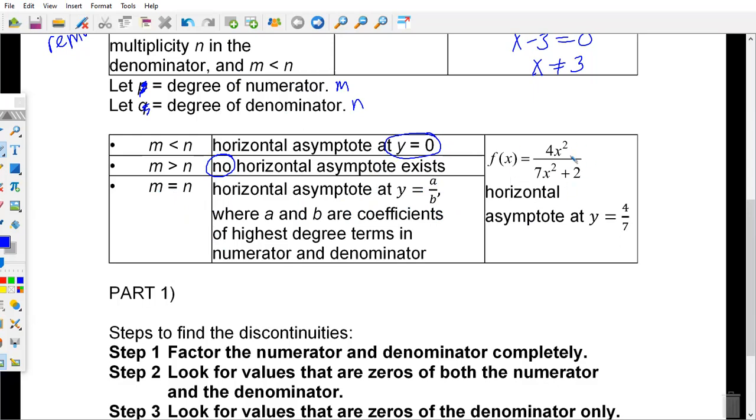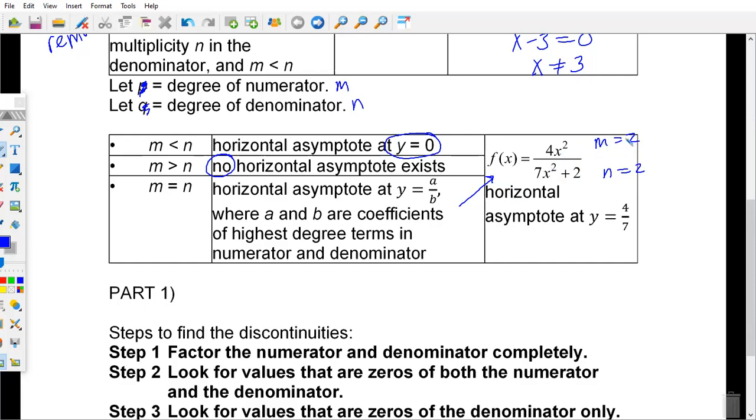Exactly. That's what this is. So this is an example of when that happens. So notice here, my M equals, what's the degree of my numerator? 2. What's the degree of my denominator? 2. It's my highest power. Remember, your degree is your highest power.